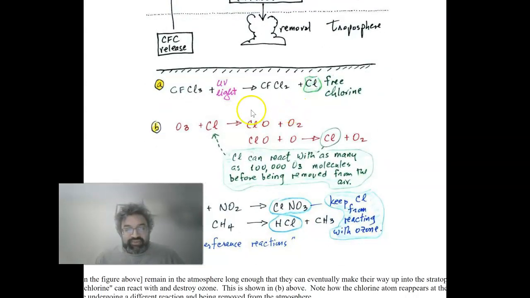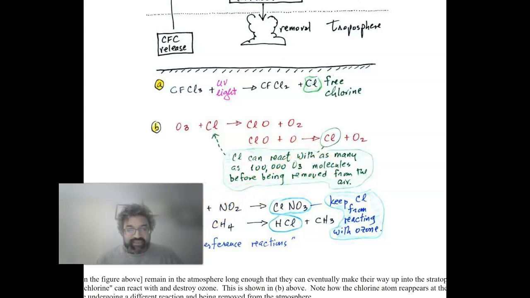Anyway, so we're going to go back to chlorofluorocarbons plus UV light, and then that's CFCl2. And again, this destructive free chlorine, which we don't want. Oxygen plus Cl, so oxygen plus the free chlorine gas yields chlorine oxide plus oxygen, and then chlorine oxide plus O leads to Cl plus O2. So chlorine can react with as many as 100,000 ozone molecules. So we already said that.